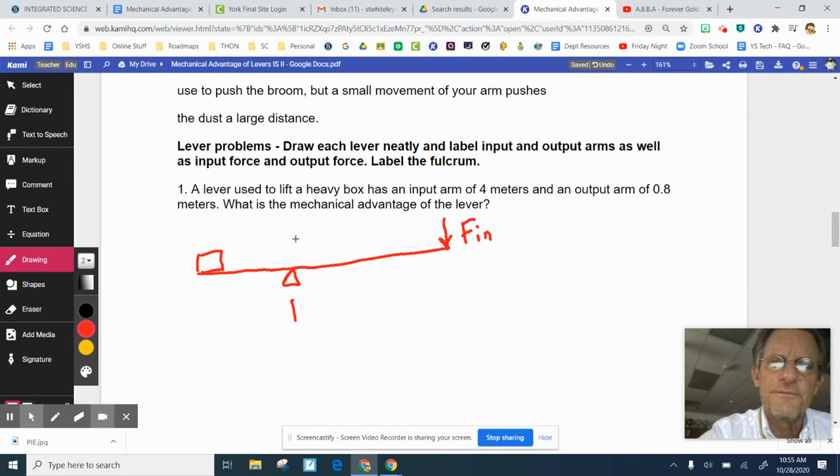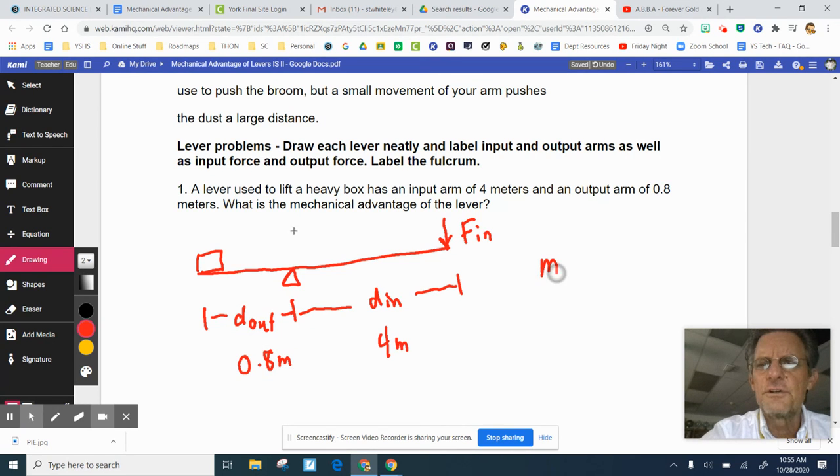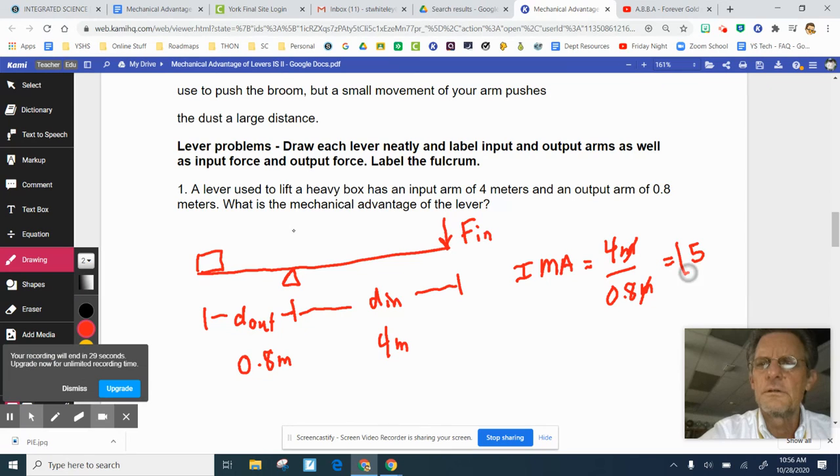And we measure from the fulcrum to where we're applying the force. That's our distance in. And we measure from the fulcrum to the load. And that's our distance out. In this case, the input arm or distance in is 4 meters. The distance out is 0.8 meters. So our mechanical advantage, in this case it's the ideal mechanical advantage, is equal to 4 meters over 0.8 meters. The meters cancel. We're left with an answer of 5.